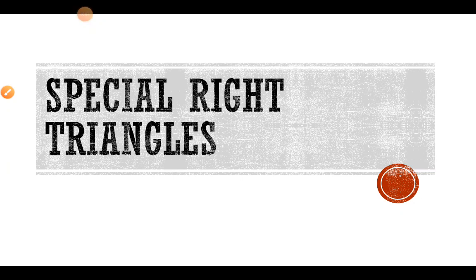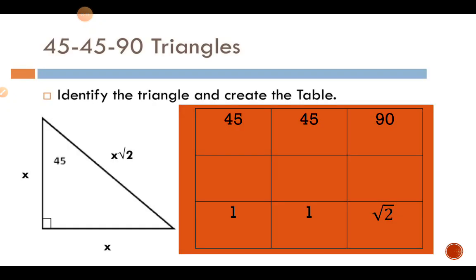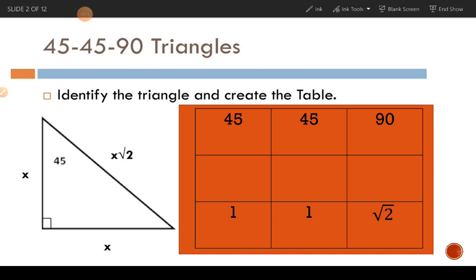So in this video, we're going to talk about special right triangles, and I'm actually going to show you a trick using tables to help solve for these. Okay, so one of the special triangles is a 45, 45, 90. With that 45, 45, 90, this is actually an isosceles triangle because we have two congruent angles, okay? And when we have two congruent angles, it means that we have two congruent sides.